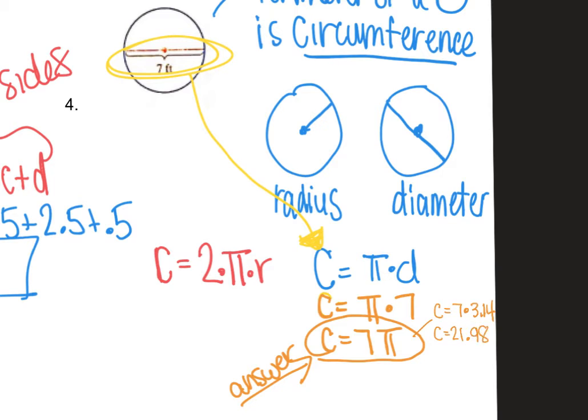7 times 3.14 is 21.98. It told me to round to the nearest tenth, which means that I need to take that 8 and see what it does to that 9. The 8 bumps the 9 to a 10, but we can't put a 10 there, so it actually bumps the 1 to a 2. So my answer for this ends up being 22.0.